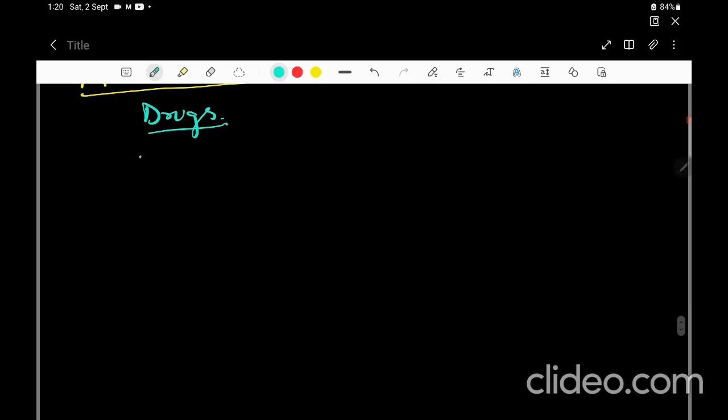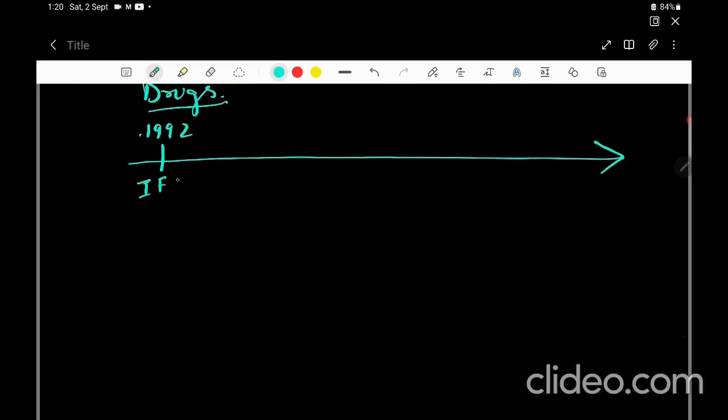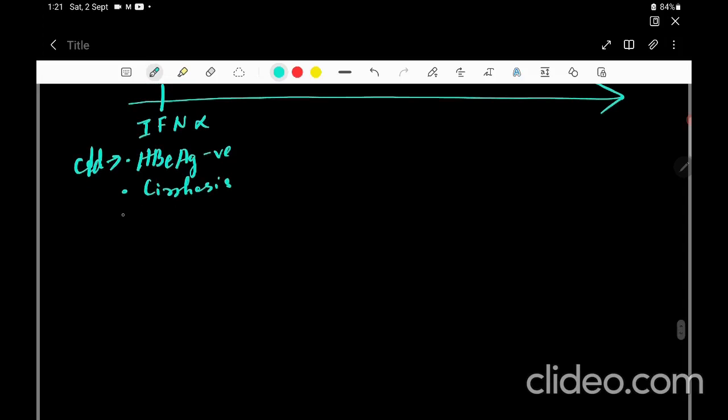So if we frame a timeline, in 1992 the recommendation was use of IFN alpha. Now IFN alpha has had its drawbacks. This is contraindicated if there is HBeAg negativity. This can't be used if there is cirrhosis.